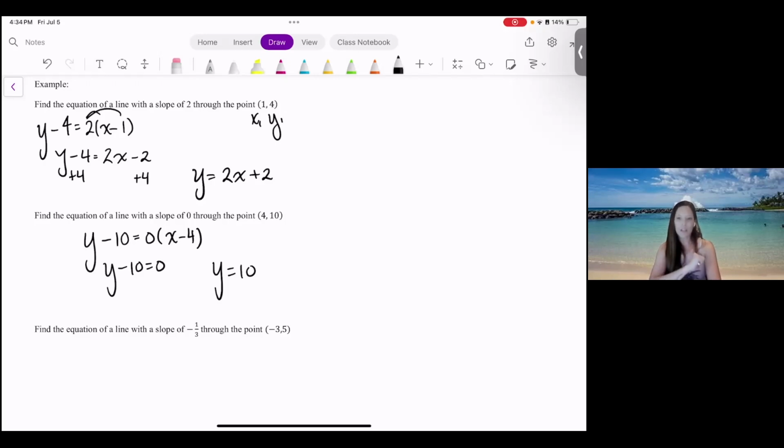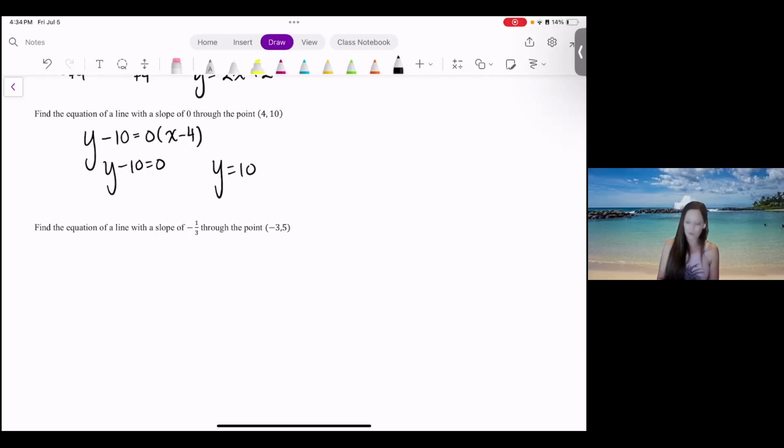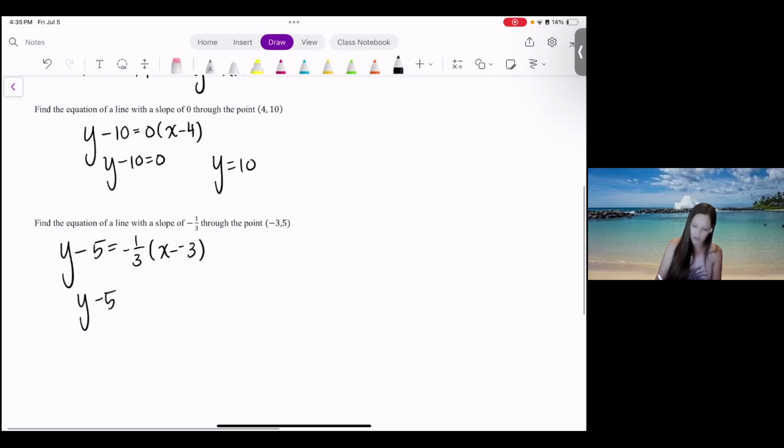What if I have a fraction and an ordered pair that doesn't play well with this fraction? What am I going to do? Point slope form, y minus y1 in this case is 5 equals slope, negative 1/3, x minus x1 is negative 3 in this case. Minus a minus becomes a plus. When you're subtracting a negative, it's the same thing as adding. You have y minus 5 equals negative 1/3 x plus 3.